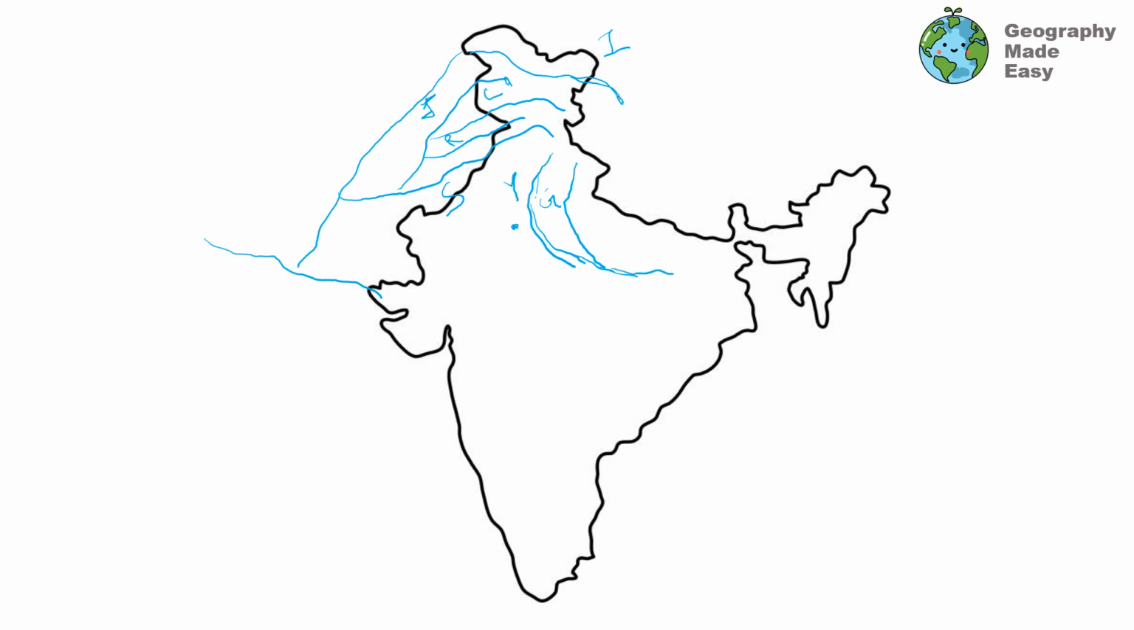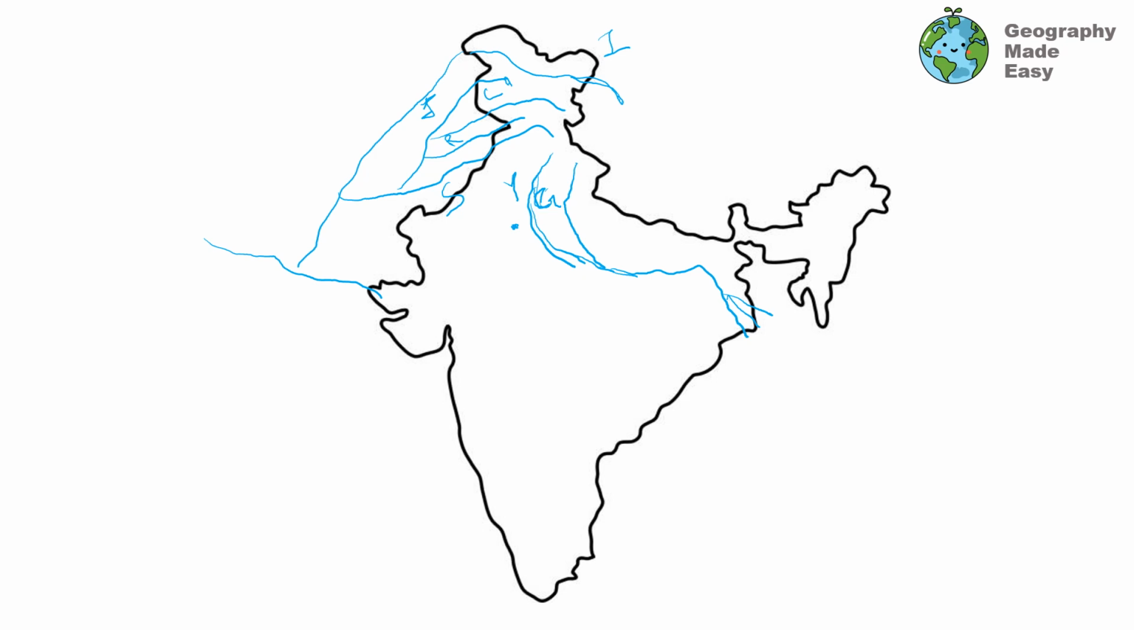And then Ganga flows through the northern plains, and we know it flows into the Bay of Bengal here. Actually, it gets disintegrated into many parts, but if you are drawing the main trajectory, I think you will get full marks. Then let us draw the Brahmaputra.